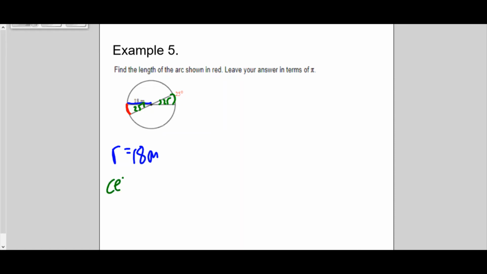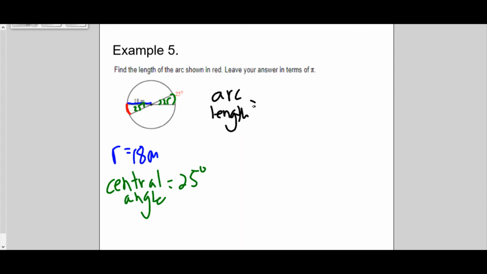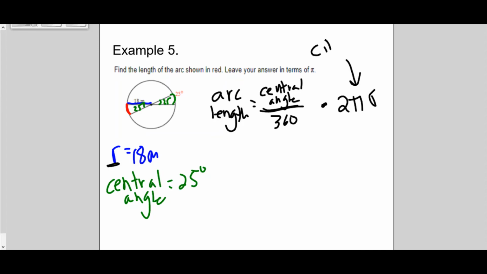So we can say the central angle is 25 degrees. So now let's just write down our arc length formula. So we know arc length is the measure of the central angle. So I'm going to write central angle over 360. And this time I was given the radius. So for my circumference, I'm going to multiply by 2 pi r. So this is the circumference.